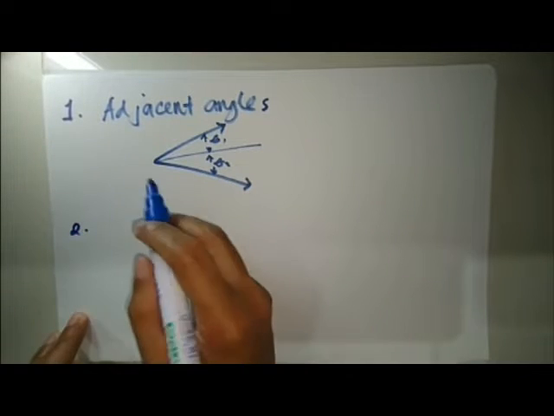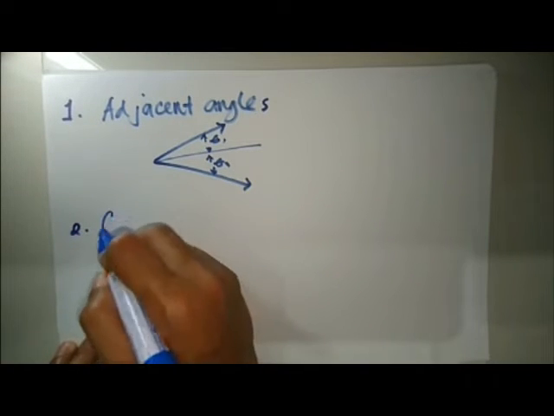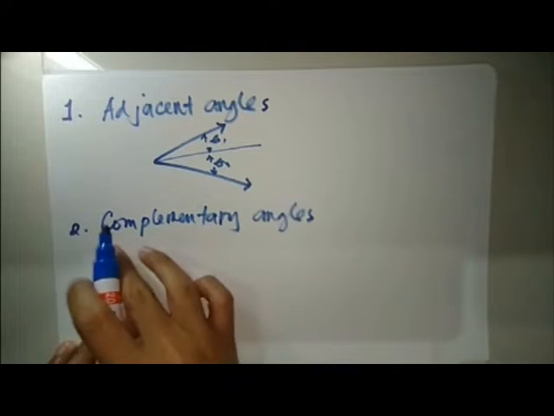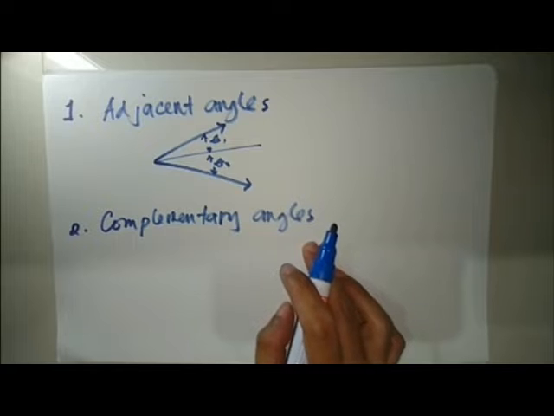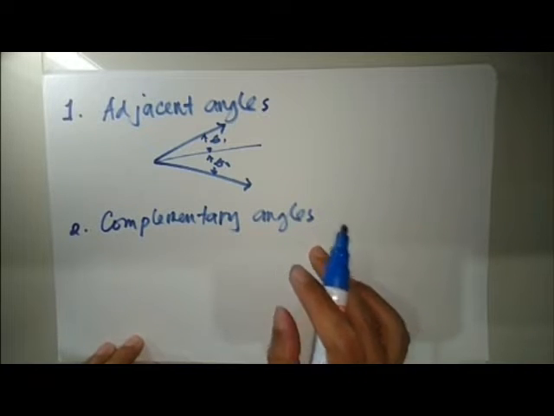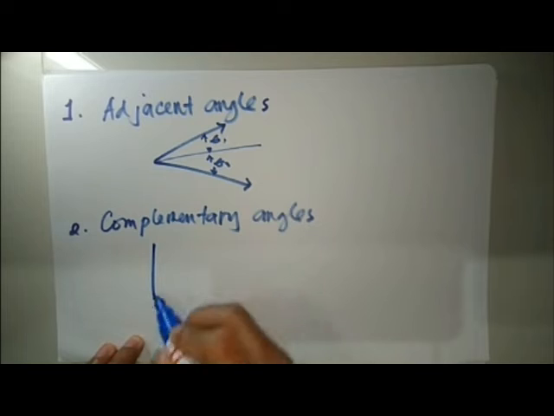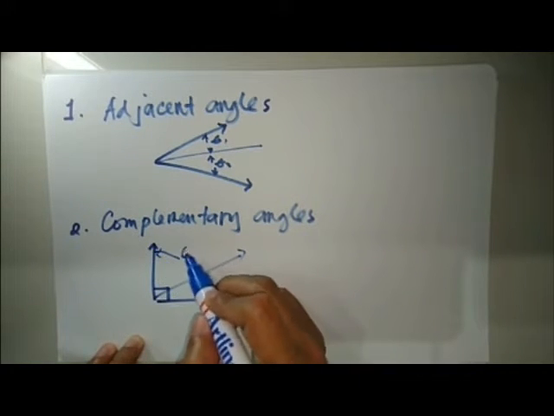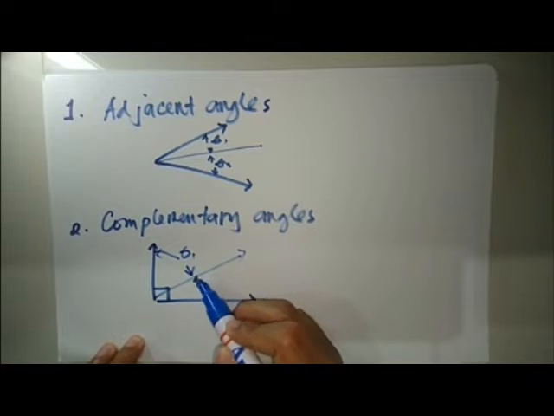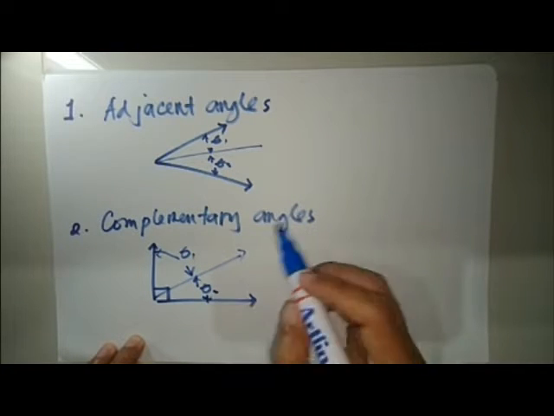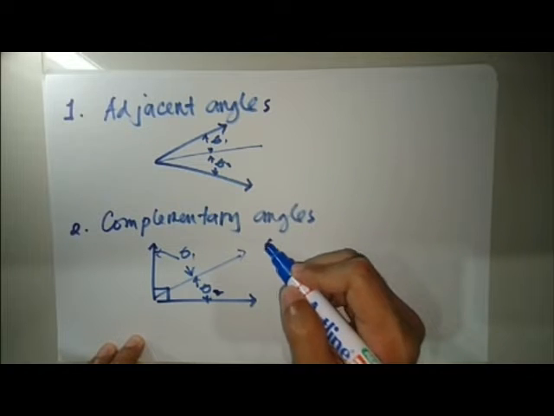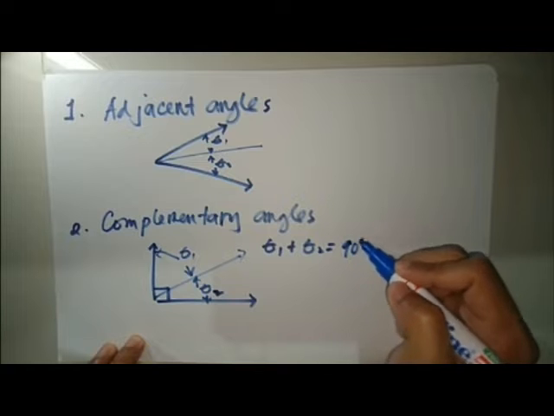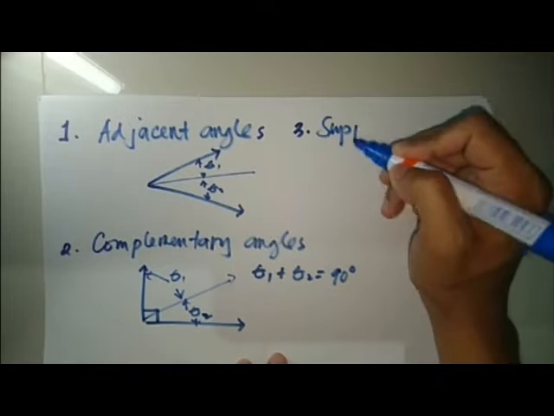The second is complementary angles. Complementary angles are angles whose sum is a right angle, or 90 degrees. For example, you have a right angle with theta sub 1 and theta sub 2. If the sum of those angles is 90, they are called complementary angles.